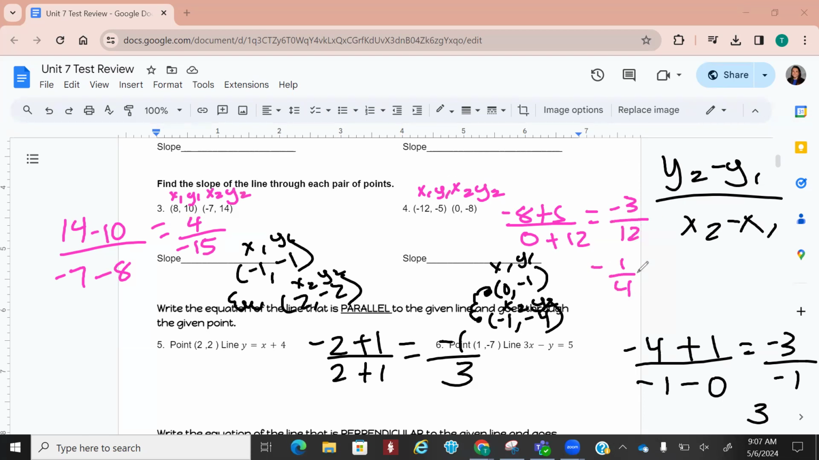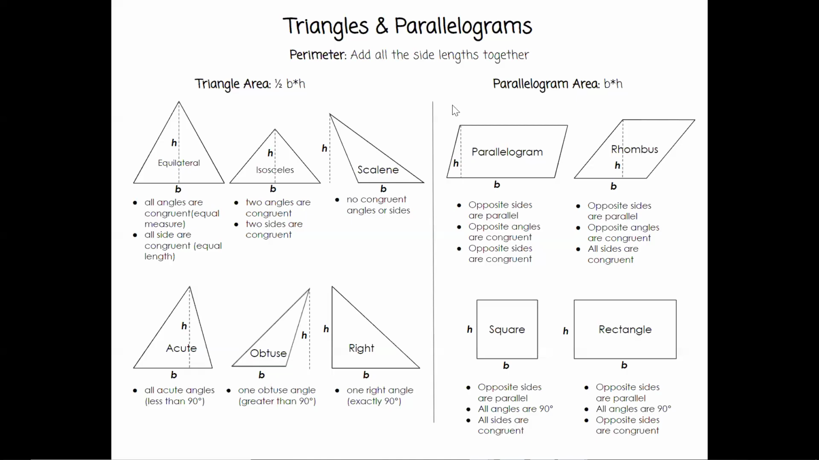Now, again, you could plot these and see it visually. But if it's a decimal, you're probably going to want to use the formula. Okay. And these are the triangles and parallelograms. This is like, again, your introductory to geometry. If you can get this down, it makes your unit 1 and 2 in geometry really easy or easier.